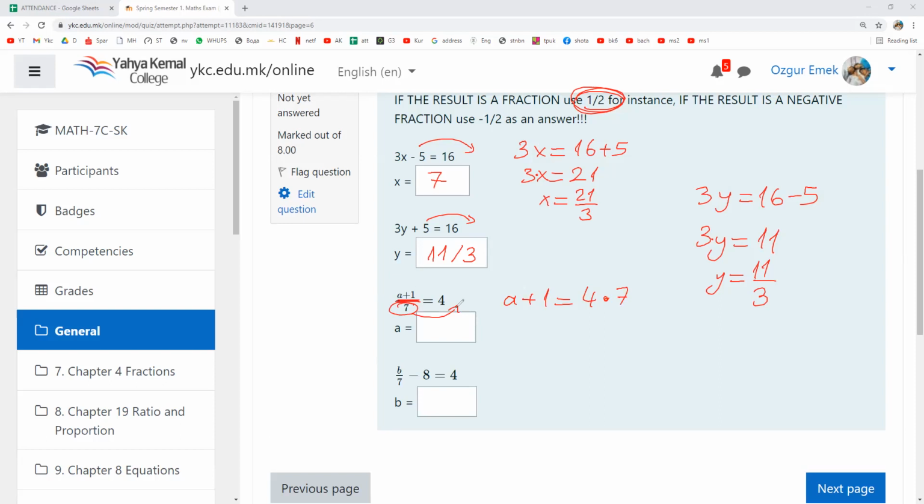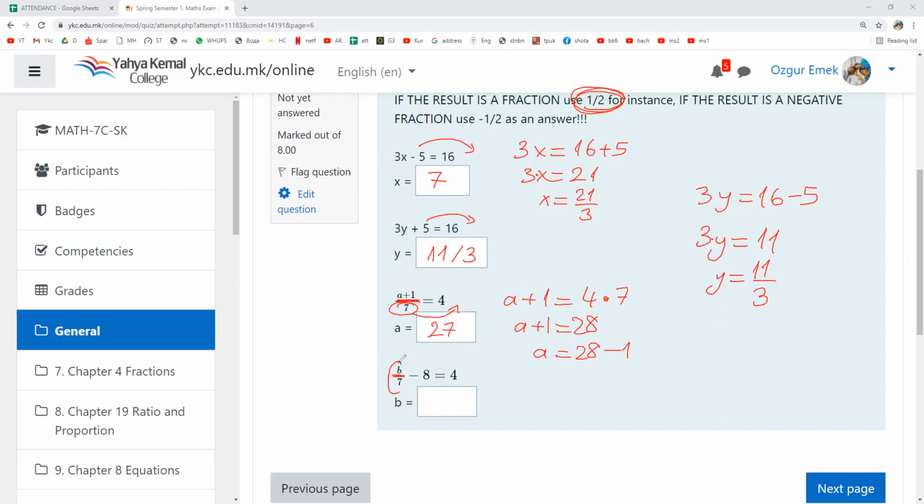Transferring 7 to the other side. It's dividing a plus 1 on the left. So on the right side, it will be taken by its inverse operation, which is multiplication. A plus 1 is 28. Plus 1 on the other side is subtraction of 1. It's 27.